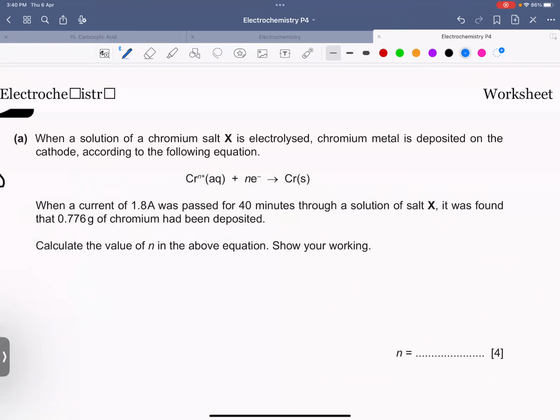n is equal to 3. Sorry? 3. Sorry. Send me your working. Send me your working. The charge is done, I am doing it on the laptop. So send the screenshot or the picture from the laptop.